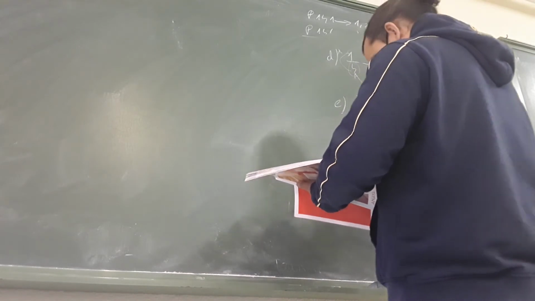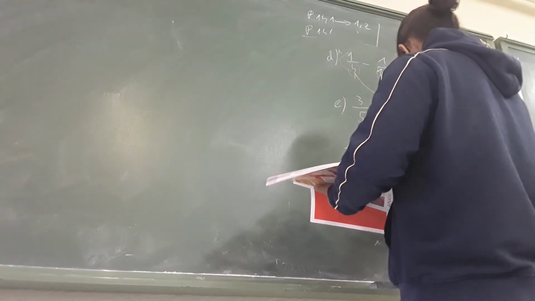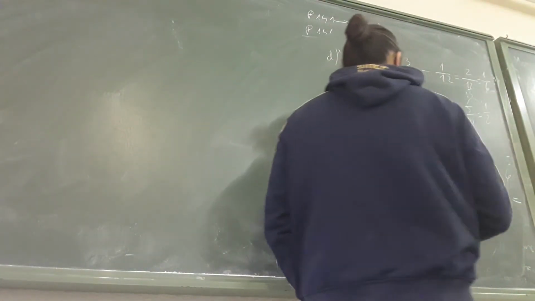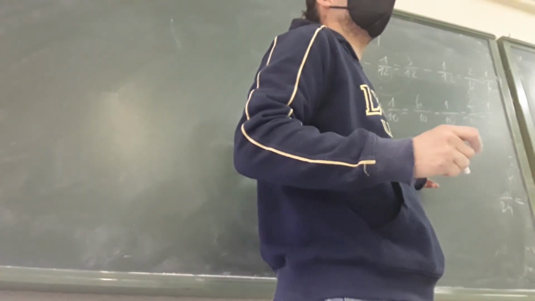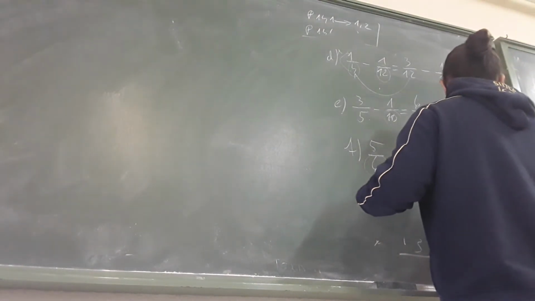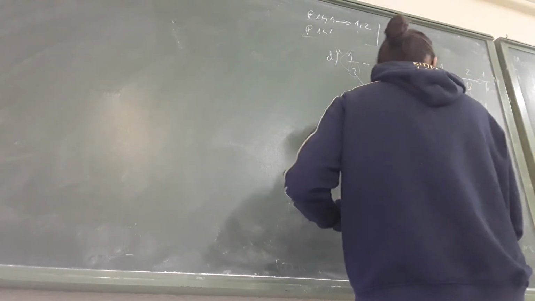5/6 minus 3 tenths. Lowest common multiple of 6 and 10. Is it 10 in this case? No, 10 cannot be divided by 6. What is the number, Adrián? 30. Is it 30? Yes. 30 can be divided by 10 and can be divided by 6.